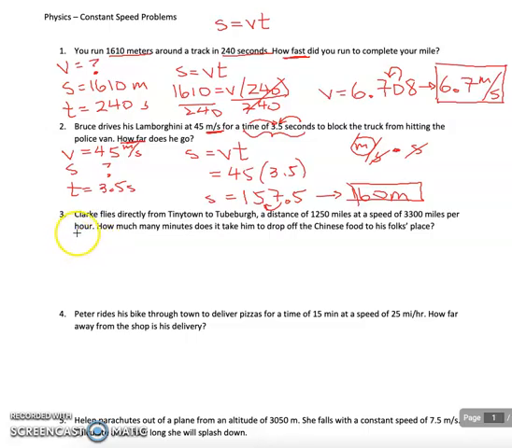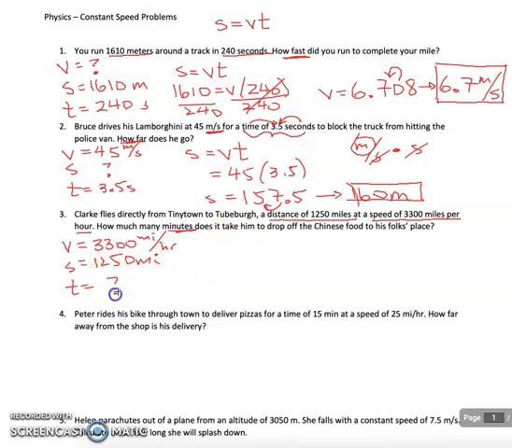All right, Clark flies directly from Tiny Town to Tubeberg, a distance of, okay, here we're given a distance, and then we're given a speed of miles per hour. Okay, that's good to know about the units here. So distance of 1250 miles, and then a speed of 3,300 miles per hour. Now the question is how many minutes?